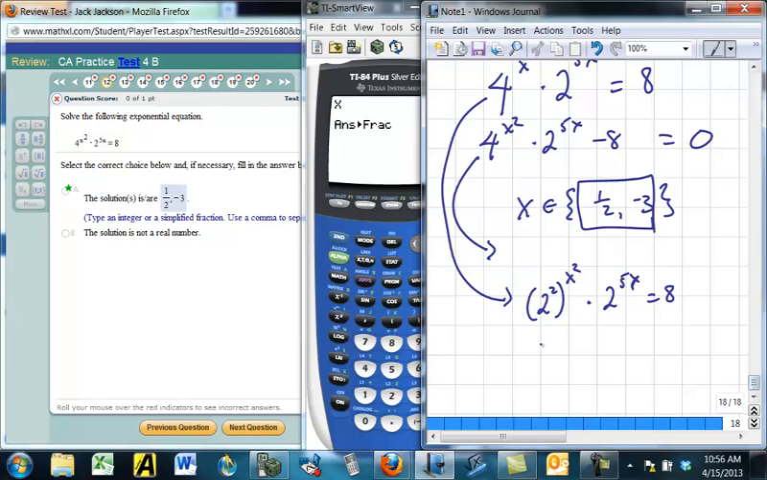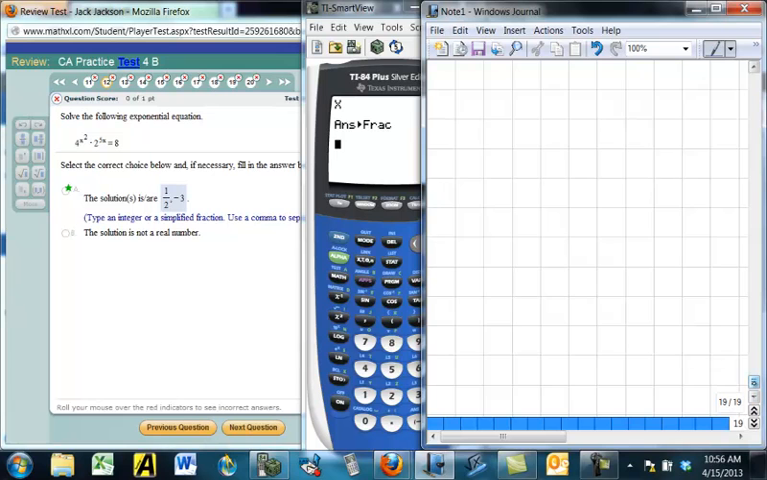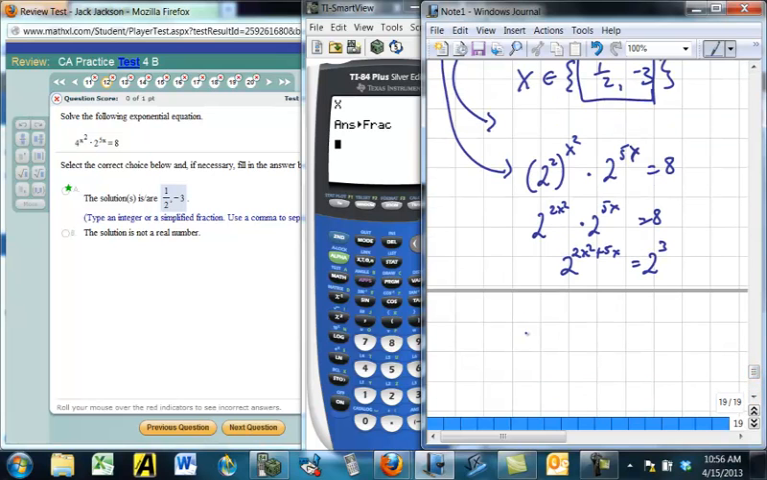Okay, and so this is 2 to the 2x squared times 2 to the 5x is 8. So I can write it as 2 to the power 2x squared plus 5x. And 8 I can write as 2 to the third. So since they have the same base now, I can just put the exponents equal: 2x squared plus 5x equals 3.